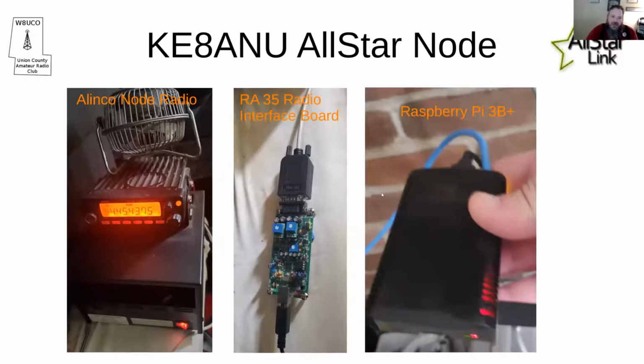And here's a picture of my Allstar node. To the left, I have an Alinco 70 centimeter radio, and that's actually on the water tower input frequency. I'm using the RA35 radio interface board that connects with a DB9 connector to the DB9 connector on the back of the 70 centimeter radio, and connects via USB to a Raspberry Pi 3B Plus that is running the Allstar Link software, which in my case is the HamVoIP Raspberry Pi image.